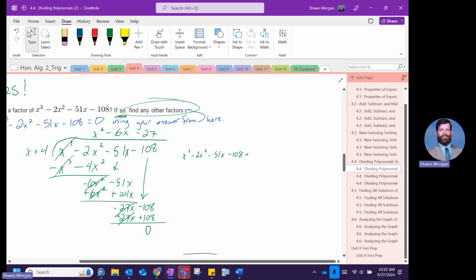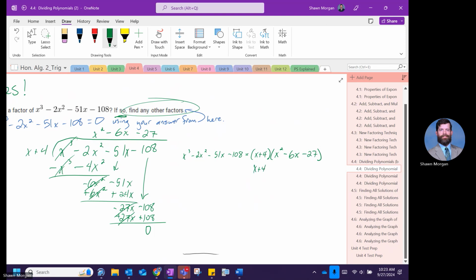All right. So I'm writing my dividend as a product of x plus 4, that's the divisor, times the quotient, x squared minus 6x minus 27. It smells like this one could be broken down with a 9 and a 3 to get 6, but I've got to get the signage correct. So x plus 4, x minus 9, x plus 3. And look at that.